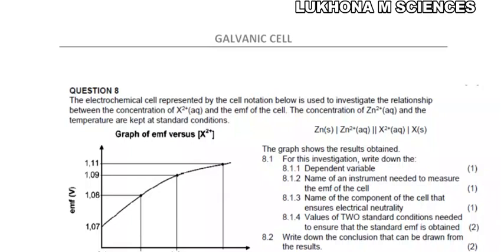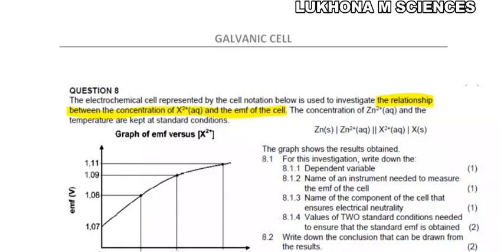Good day. Let's quickly do question number 8. That is the galvanic cell. The electrochemical cell represented by the cell notation below is used to investigate the relationship between the concentration and the EMF. The concentration of zinc ions and the temperature are kept at standard conditions. So this is the cell notation for the galvanic cell.